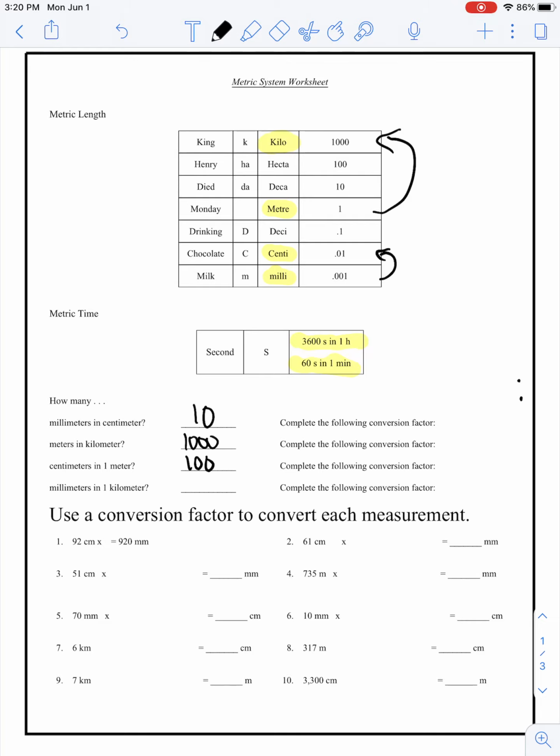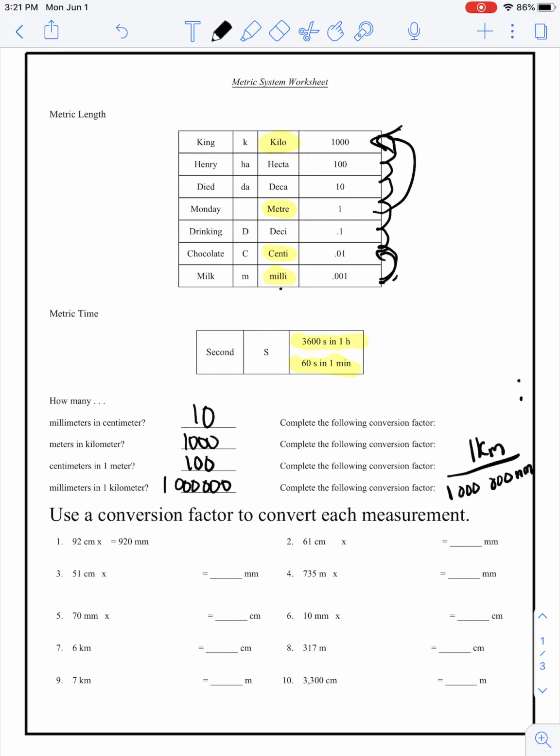How many millimeters in a kilometer? Well, we're going to start here. Remember, because we're looking at factors of 10, there's a 0 we add as we move. So 1, 2, 3, 4, 5, 6, all the way up to kilometers. So 1, 2, 3, 4, 5, 6. So for every kilometer, we have 1 million millimeters. Okay, we can now use these conversion factors to convert our measurements.